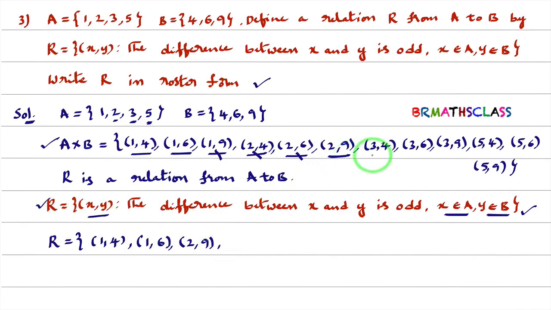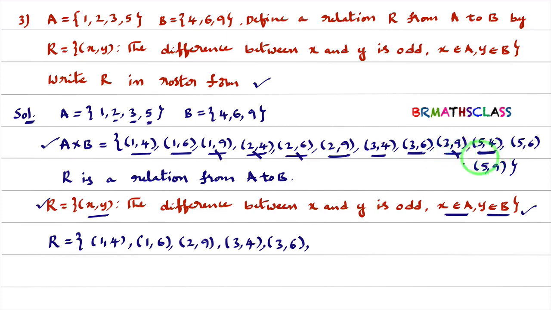Okay. Now you take (3, 4). 4 minus 3 is 1. 1 is odd, right? So the ordered pair (3, 4) comes here. Now the ordered pair (3, 6). 6 minus 3 is 3. 3 is odd. So the difference between them is odd. So that's why the ordered pair (3, 6) will come here. Now the ordered pair (3, 9). 9 minus 3 is 6. 6 is an even number. That means the difference is not odd. So you cannot take this.